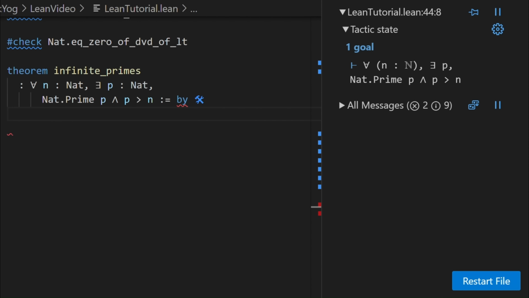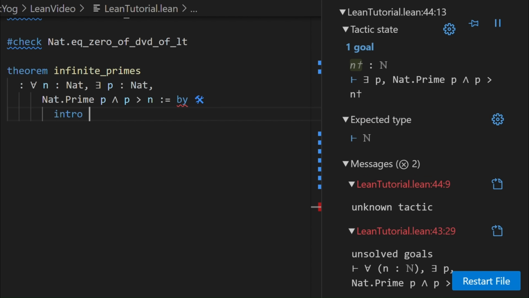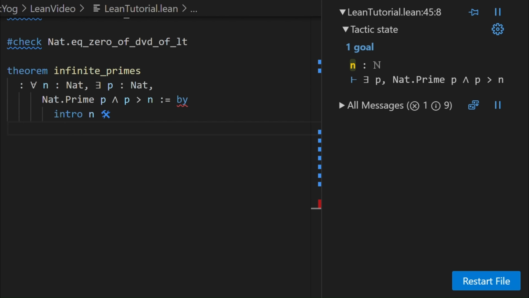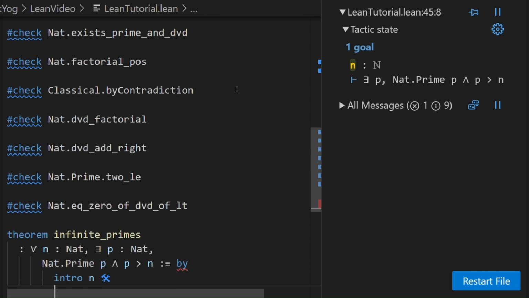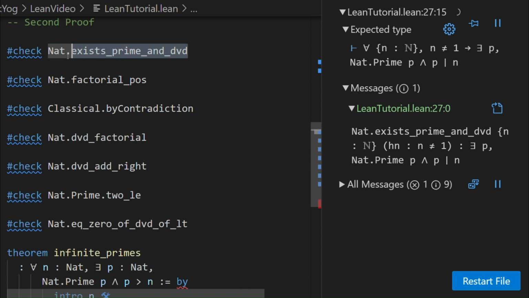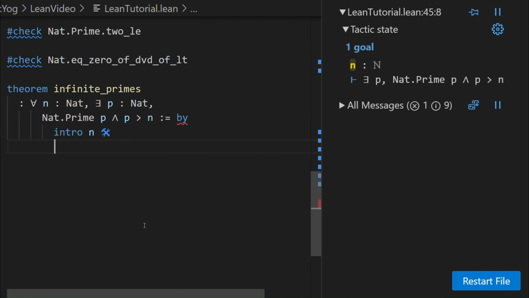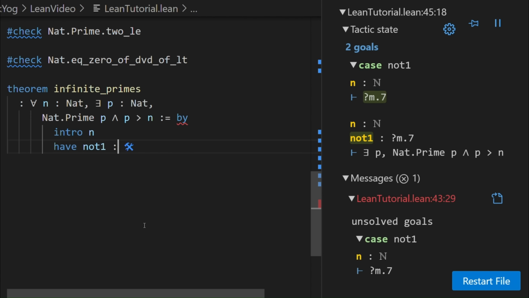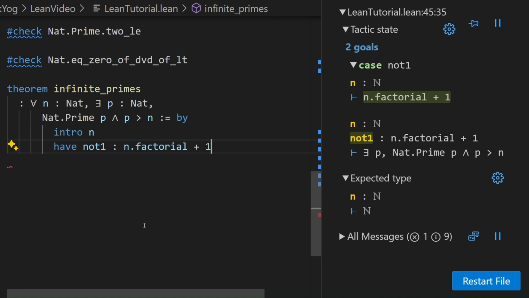The goal is a for all statement, so use the for all introduction rule and intro n. To show that n factorial plus 1 has a prime factor, we will use this Mathlib theorem, nat.exists_prime_and_dvd. But this needs a proof that the number can't equal 1, as 1 has no prime factor. So first, have a proof, not1, of n factorial plus 1 not equal to 1.